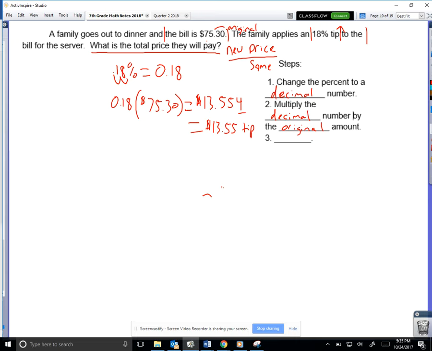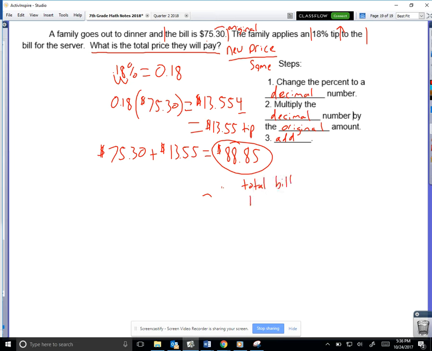So step number 3, we're going to add the tip and the original price. So we're going to take the $75.30 of the bill, and we're going to add the tip to that. So that's going to give us a total bill of $88.85. Okay, so that is the total bill, or you could also call it the new price. Okay, so that's what we found, the new price after the 18% tip.